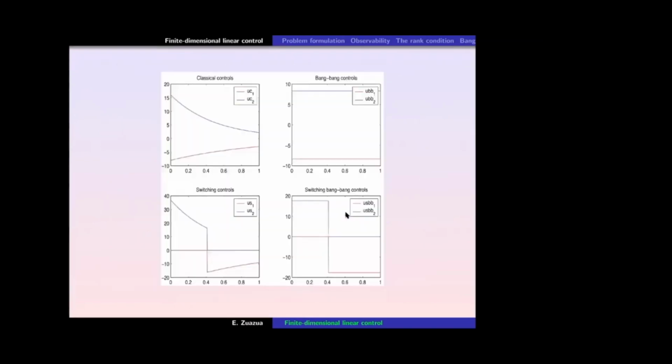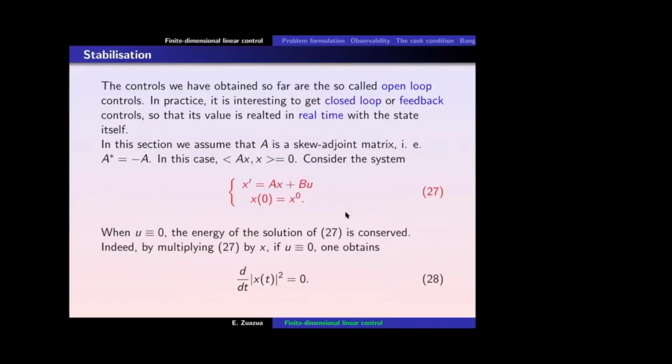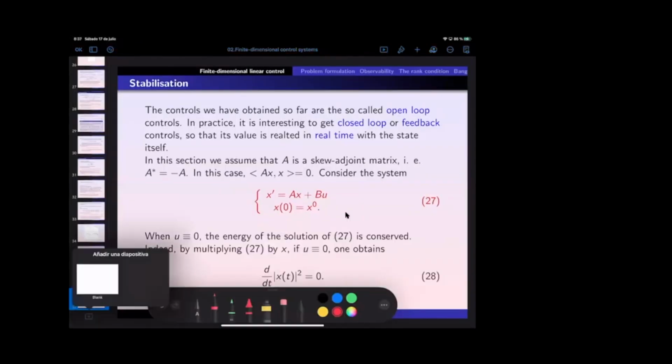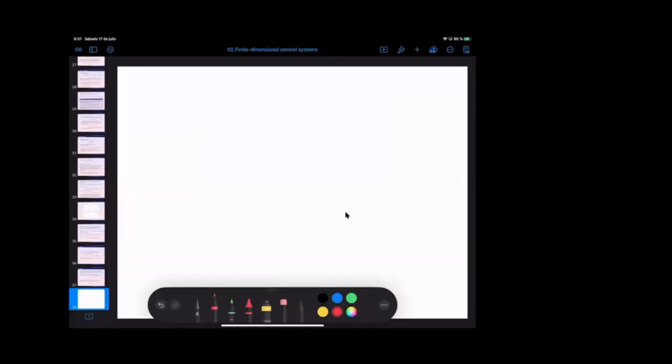Okay, very good. So let me now jump into a slightly different concept, which is also very important. It is the concept of stabilization. So everything we did until now was open loop control. So what does it mean, open loop control?